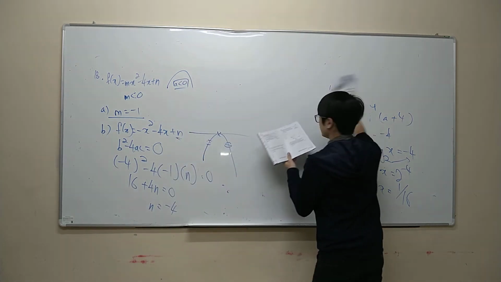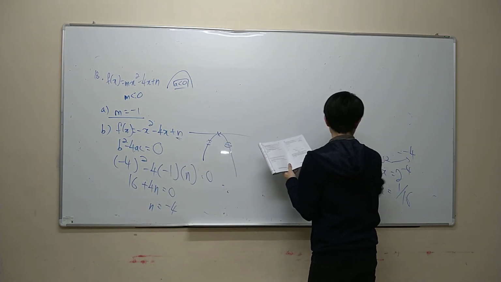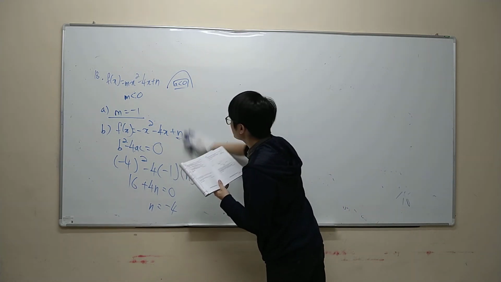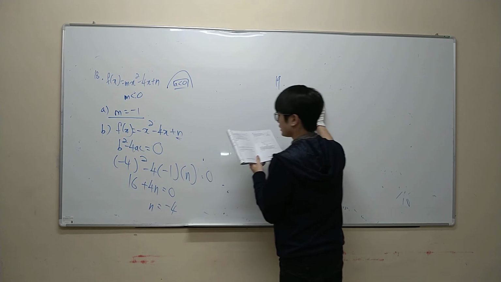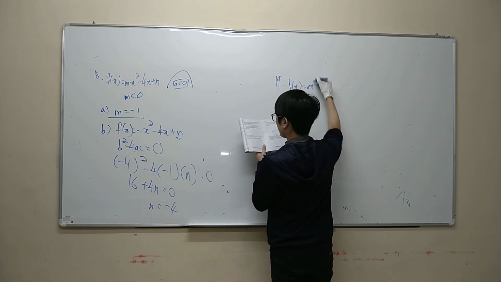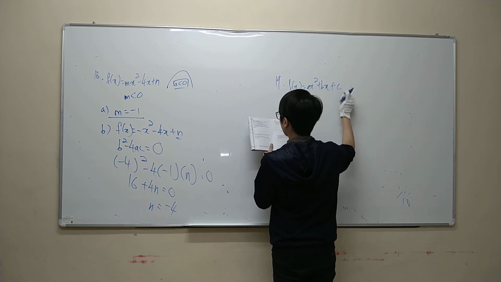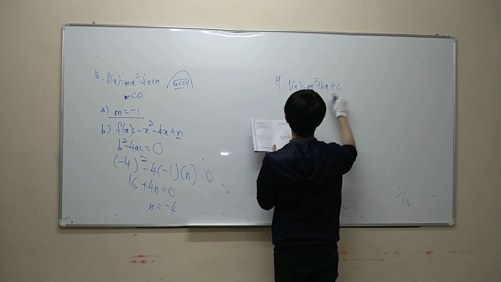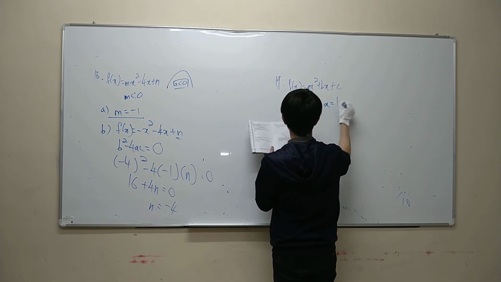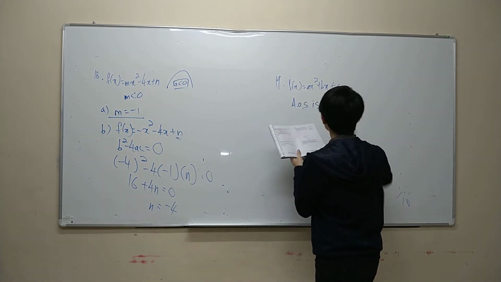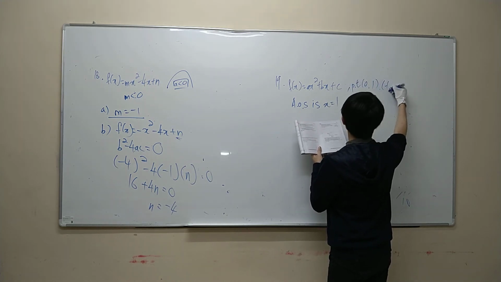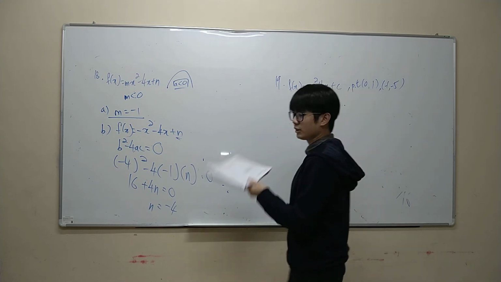Number 19. Number 19 is also from chapter 3, quadratic function. If the graph of function f(x) equals ax squared plus bx plus c has an equation of axis of symmetry, axis of symmetry is x equals 1, passes through point (0, 1), okay, passes through (0, 1) and (negative 1, negative 5). Okay? And then find value of a, b, c.